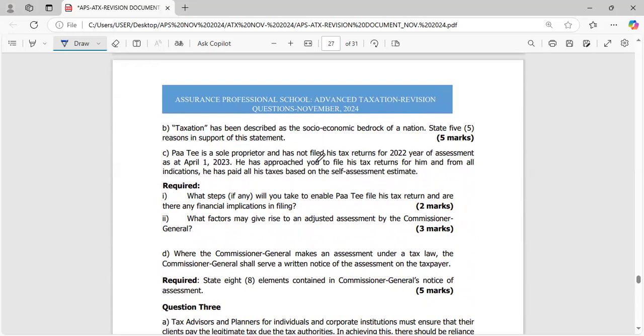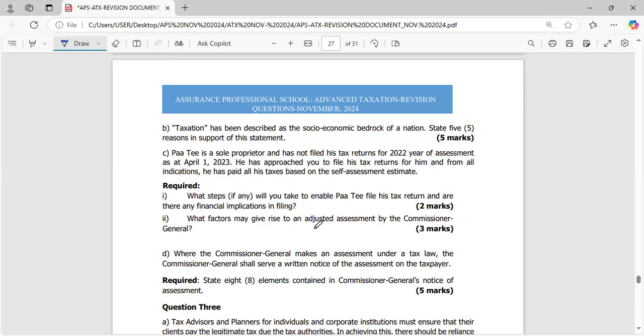A party is a sole trader who has not filed his returns for the 2022 year of assessment. What steps, if any, will you take to enable the party to file its returns? The filing date is not yet due. It's 1st April 2023, and you still have up to 30th April. So just make sure he prepares his documents and his tax returns and files before the 30th April in order to avoid the penalty.